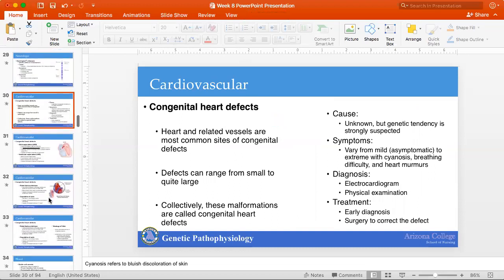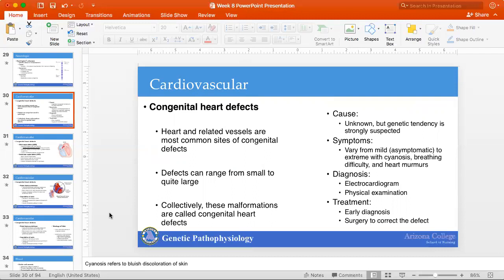Now looking at cardiovascular, we have congenital heart defects. Heart and related vessels are most common sites of congenital defects. You probably know someone, either a family member or a friend, who had congenital heart related problems. My sister-in-law was born with a hole in her heart. It's a very common disorder. Defects can range from small to quite large. Collectively, these malformations are called congenital heart defects.